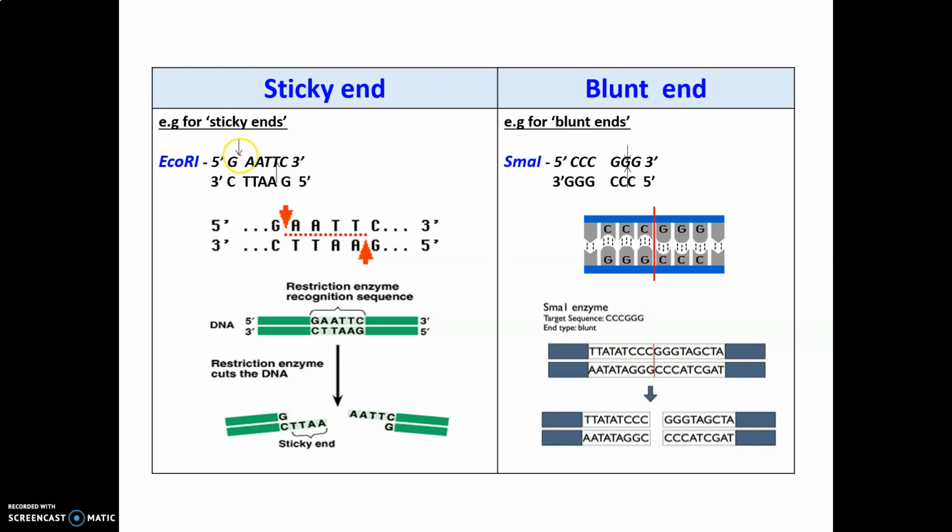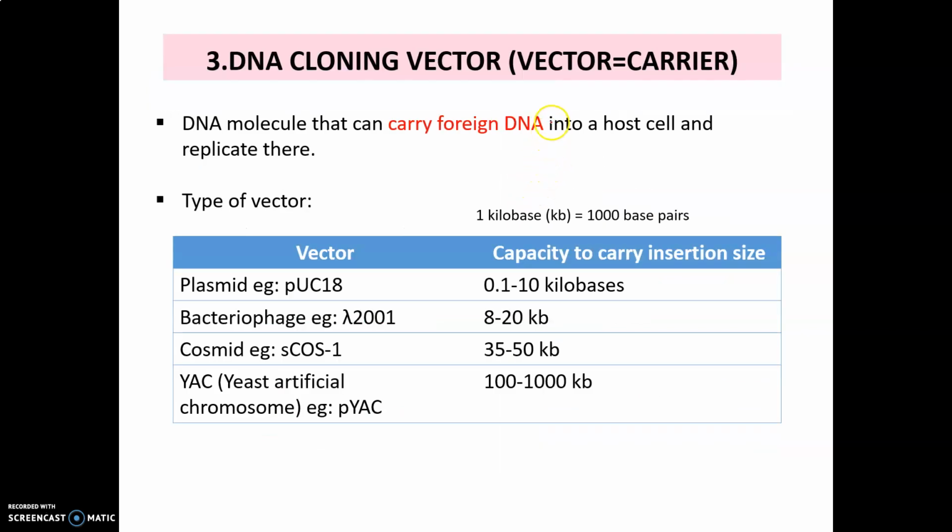For example, this one, EcoR1, will break the phosphodiester bond between G and A, and then break the hydrogen bond between A and T in a staggered cut, a stepwise cut, producing an overhang sequence, and it will produce these sticky ends. Compared with SmaI, it will recognize CCCGGG, I will correct this arrow later. It will cut in between C and G, and it produces no overhang sequence, but produces a blunt end. Okay? That is basically the restriction enzyme, the one that cuts the DNA. Next we will look at the carrier, the one that carries the gene of interest, namely the DNA cloning vector, or just vector for short.